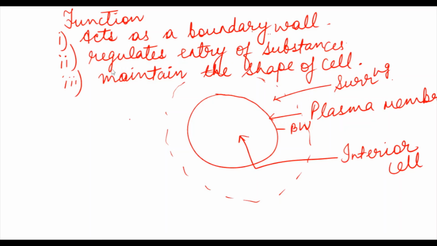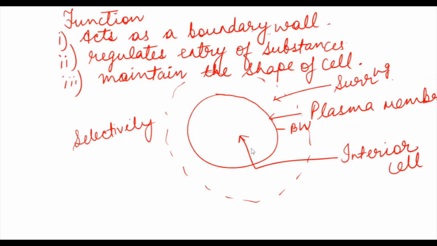Next is what, children? Next, it regulates the entry of substances into the cell. Why so? Because it is selectively permeable in nature. So it is very clear that it won't allow all the molecules, ions or any other substance to enter the cell. It will only allow a selective set of molecules or ions or any other particle.